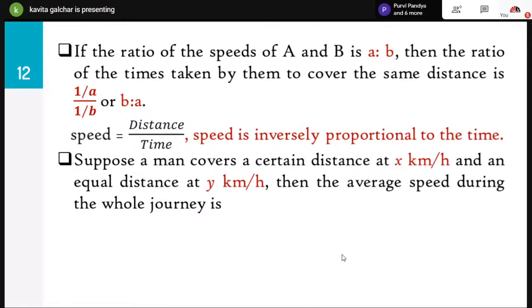Next one is, suppose a man covers a certain distance at x kilometers per hour and an equal distance at y kilometers per hour. The speed during the whole journey is given by the formula 2xy upon x plus y, and the unit for the speed is kilometers per hour.